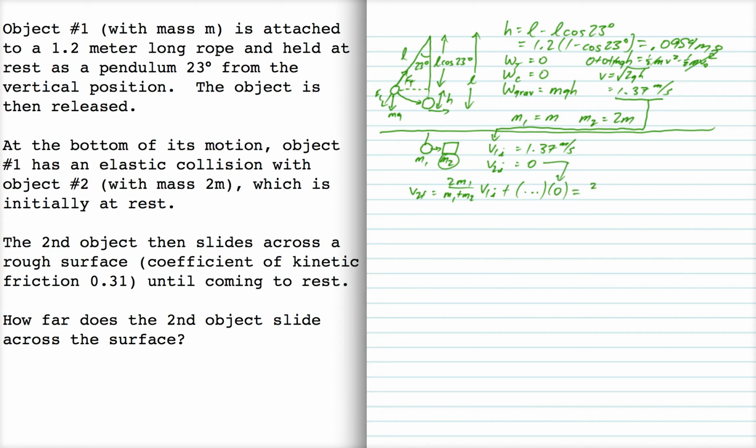So this equals 2/3, because 2m1 is 2m, and then m1 plus m2 is m plus 2m. That's just 2m over 3m, so that's 2/3 times 1.37, which is 0.911 meters per second. So that's the velocity of mass 2 immediately after the collision. We're going to use that final velocity as our initial velocity for part 3, where it slides across a rough surface with the coefficient of kinetic friction until it comes to rest.